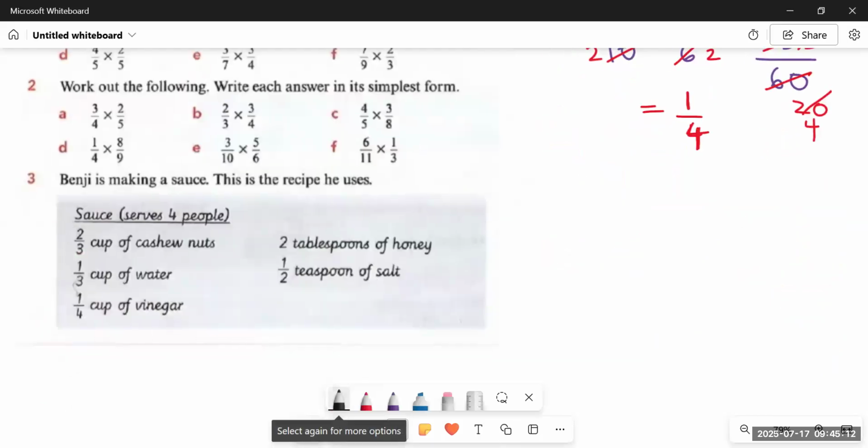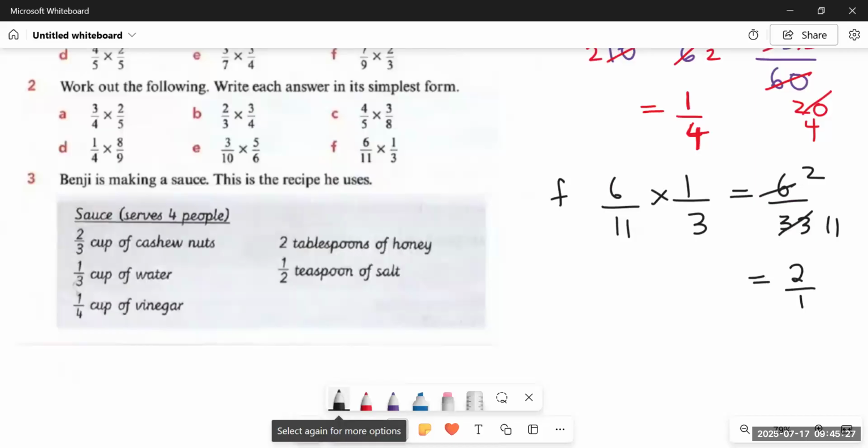Then we have part F, which says 6 upon 11 multiplied by 1 upon 3. So it would be 6 ones are 6, 11 threes are 33. Then simplifying, 3 twos are 6, 3 11s are 33. So the answer would be 2 upon 11. Or we can do it like this, 3 ones are 3, 3 twos are 6. So 2 ones are 2 and 11 ones are 11. That is the same answer.